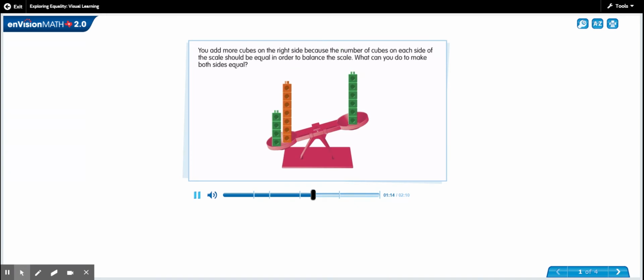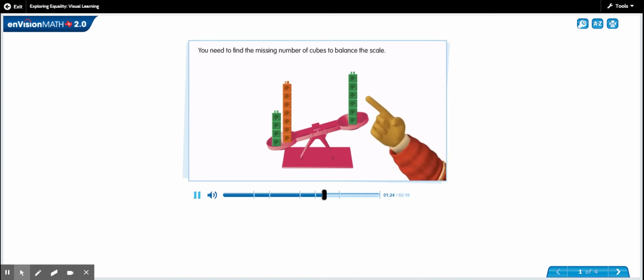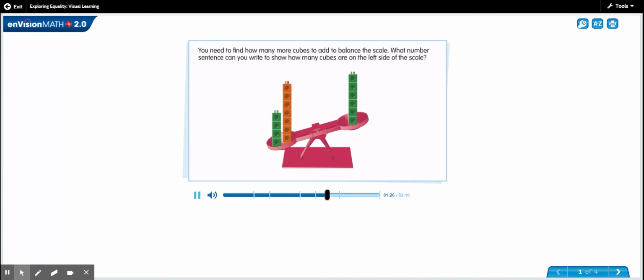What can you do to make both sides equal? You need to find the missing number of cubes to balance the scale. How many cubes are missing? You need to find how many more cubes to add to balance the scale.